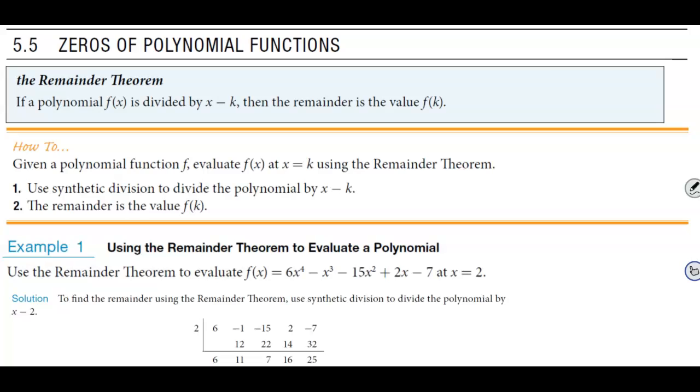In section 5.5, we'll be talking about zeros of polynomial functions. The definition states the remainder theorem: if a polynomial f of x is divided by x minus k, then the remainder is the value f of k.